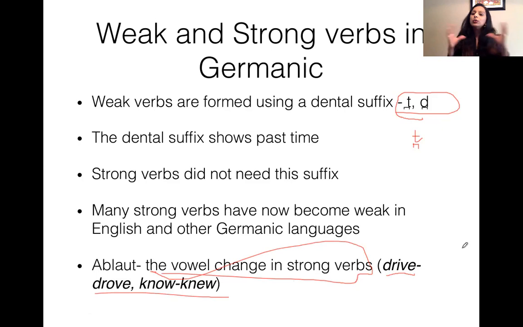So when you see certain verbs, like to swim and swam, there's a vowel change again, right? So now you can guess whether this is a strong verb or a weak verb.